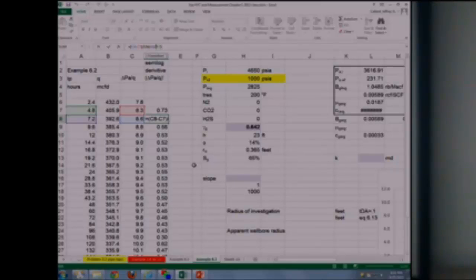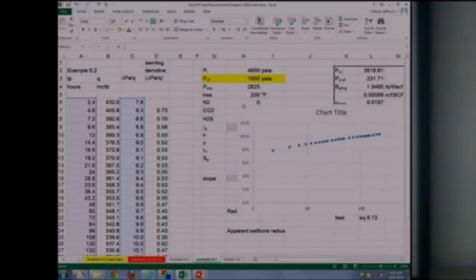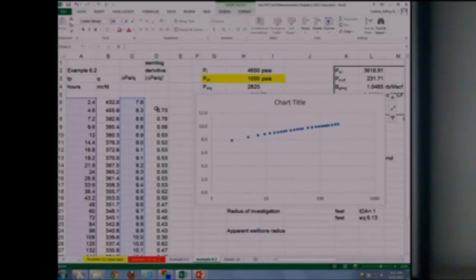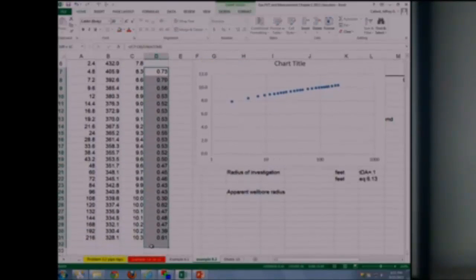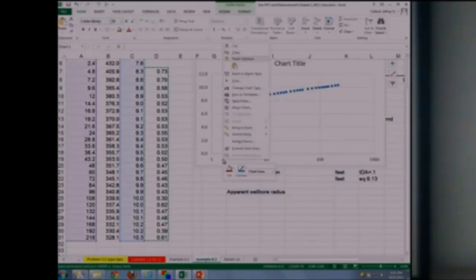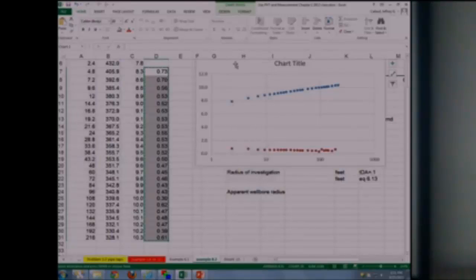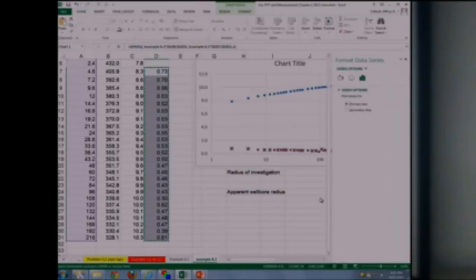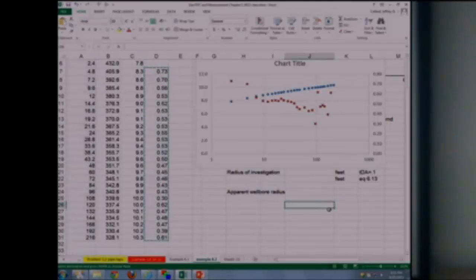Okay, I'm ready to throw this data on my graph. I think I can just do it with a copy paste. And it's a much smaller number, so let's put it on our secondary y-axis. And there's our derivative.